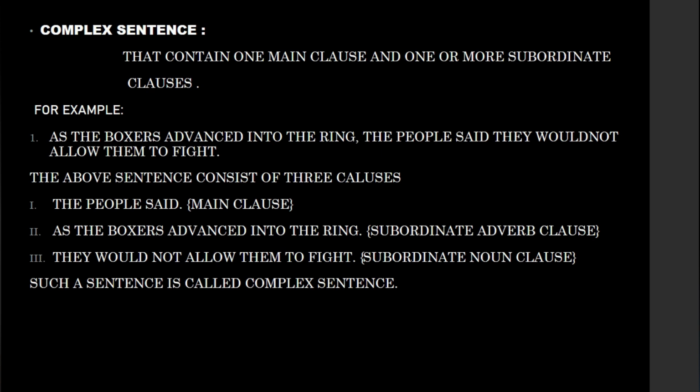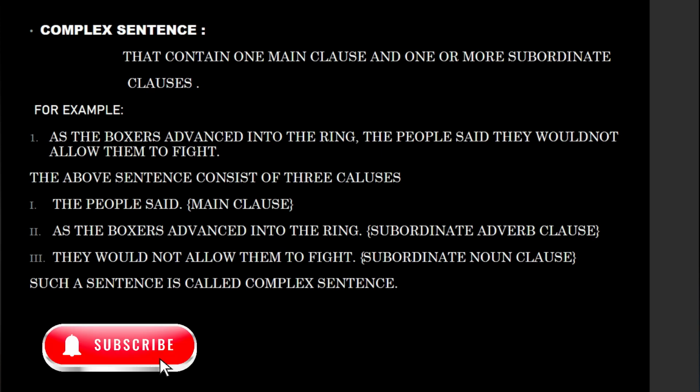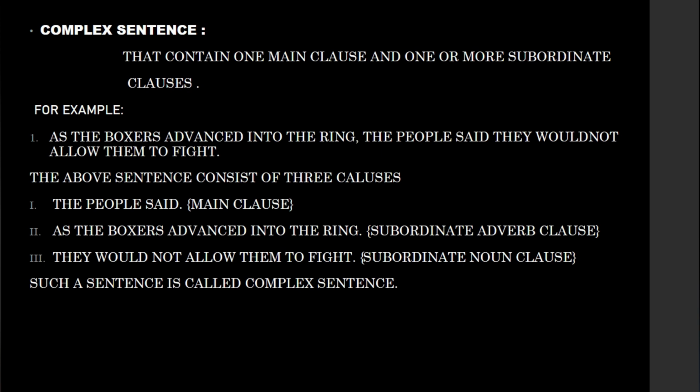The next one is complex sentences. Complex sentences are those that contain one main clause and one or more subordinate clauses, that is, one independent clause and one dependent clause together. Or we can say that a sentence that has one principal clause or main clause with one dependent, or subordinate, clause is called a complex sentence.